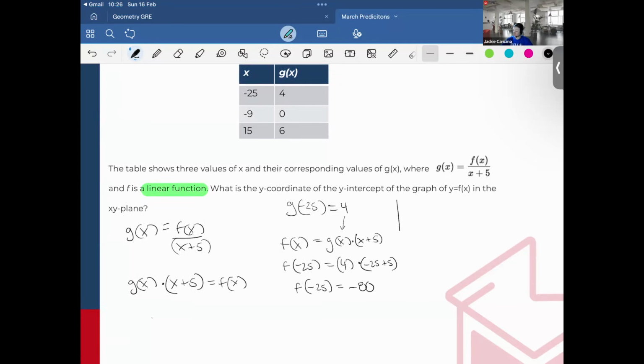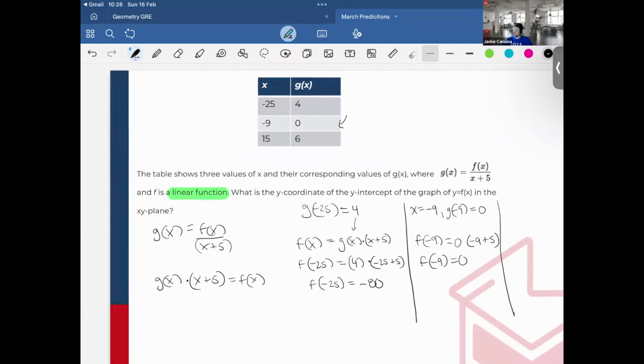Interesting. Let's also do the same with the next pair of coordinates, negative 9, 0. So if x equals negative 9, then g of negative 9 is equal to 0. Amazing. So therefore, f of negative 9 is going to be equal to 0 times negative 9 plus 5, and 0 times any number is going to be equal to 0. Amazing.